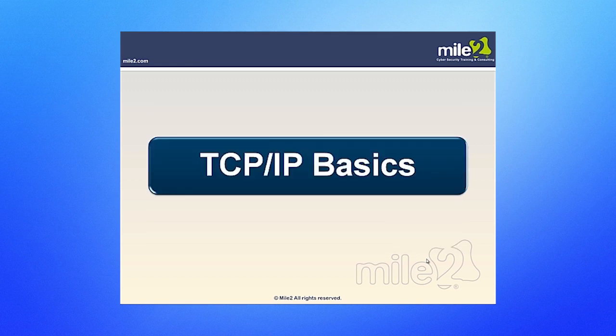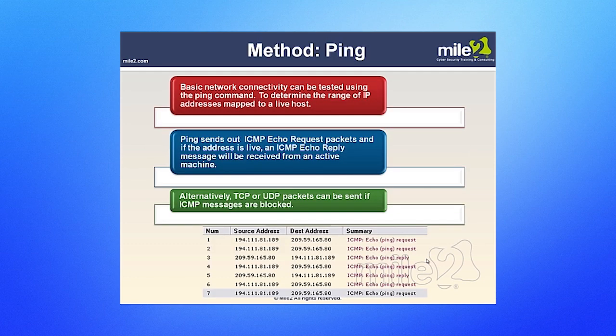Next section, TCP/IP basics. First thing we do in TCP/IP, this is a very popular command where you actually use the command ping followed by an IP address. What it's meant to do is let you know if we have connectivity. So basic network connectivity can be tested using this.